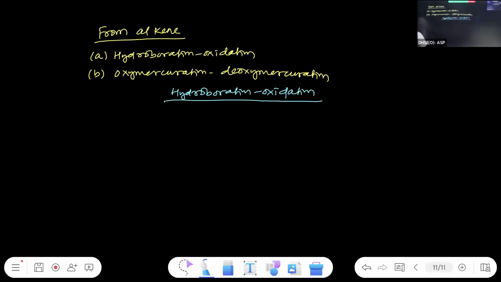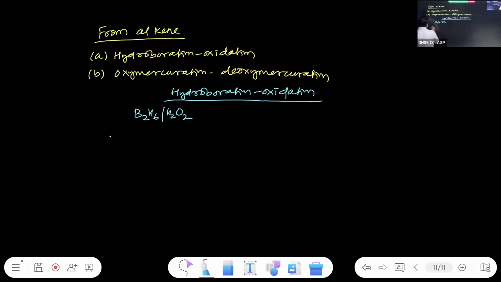Which is the reagent to be taken in hydroboration oxidation? B2H6 in the presence of H2O2. So diborane, in the presence of H2O2. Between boron and hydrogen, which is more electronegative? Boron is a metalloid, hydrogen is a non-metal. So hydrogen is more electronegative. So if the bond between hydrogen and boron dissociates, the negative part will be taken by hydrogen and boron will carry the positive charge.